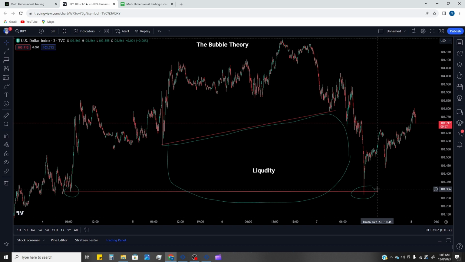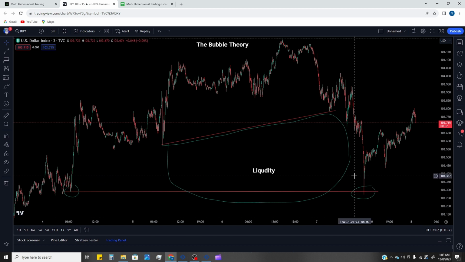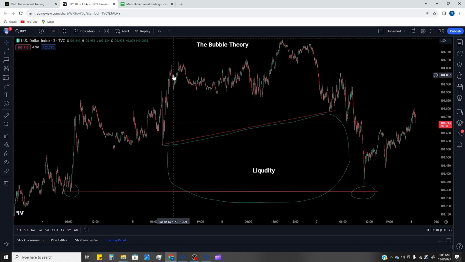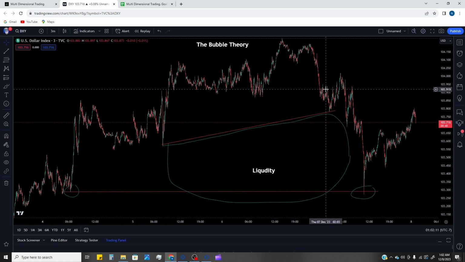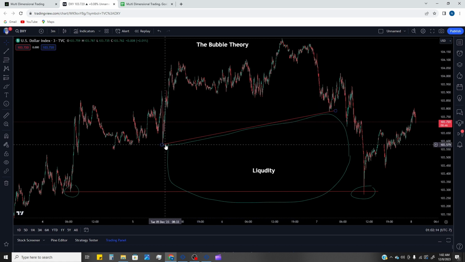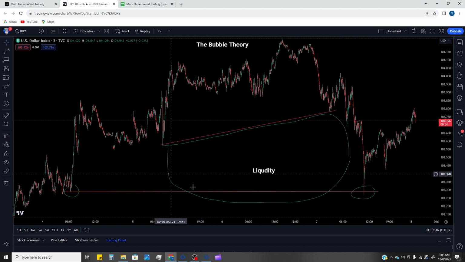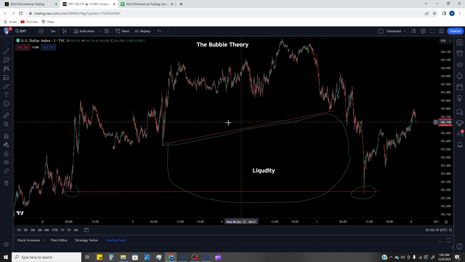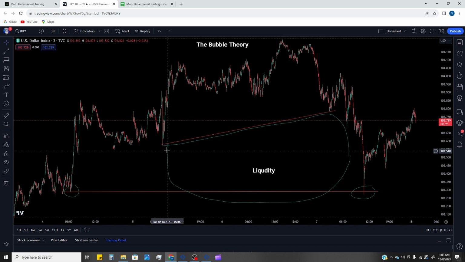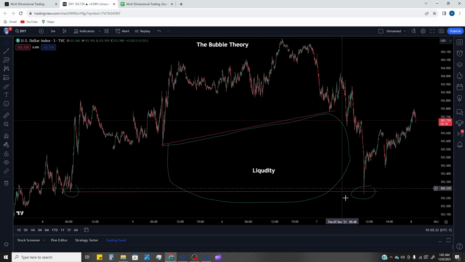This works on every chart. This works on every time frame. You will notice it the more you practice. When you see these markets being propped up, you will understand that it's being propped up by liquidity, by money, by traders, by people. Their orders are below the lows.